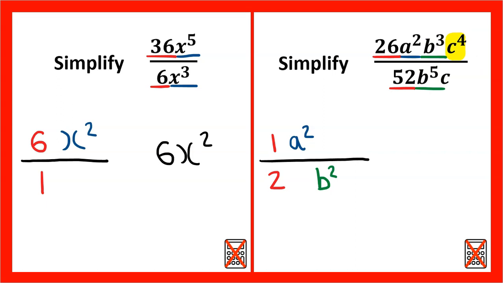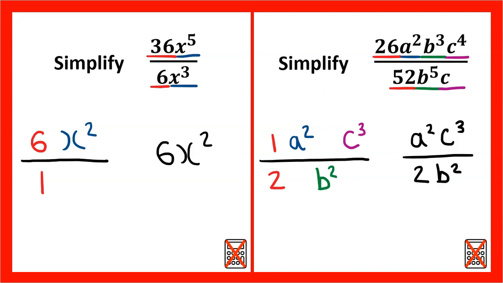Lastly, we have our c variable. It's important to note that c is the same as c to the power of 1. So in this case, we can start with the 4 in the numerator and subtract the 1 in the denominator, leaving us with c to the power of 3 at the top. Tidy this up by removing 1 and writing the variables a bit closer together. a squared c cubed over 2b squared.